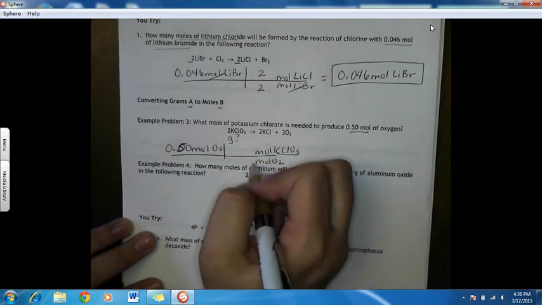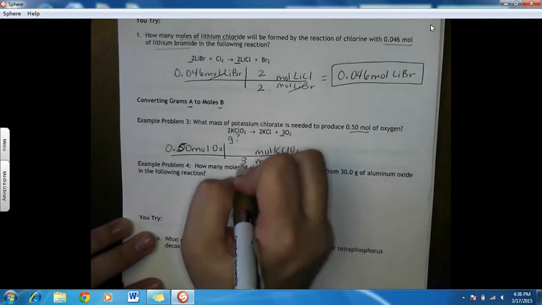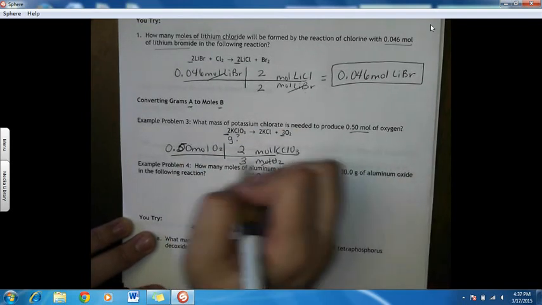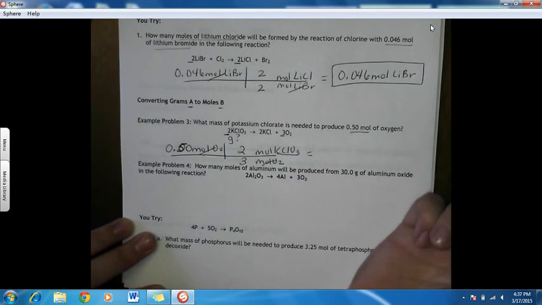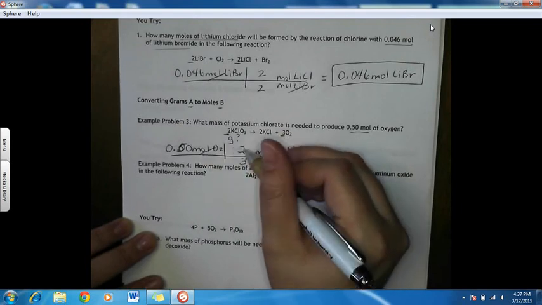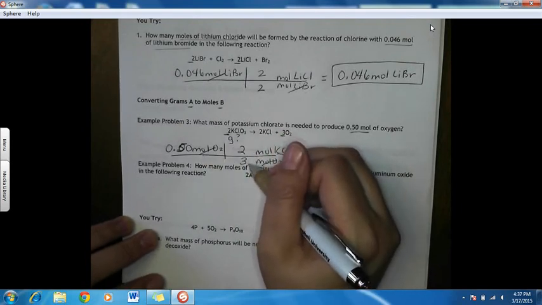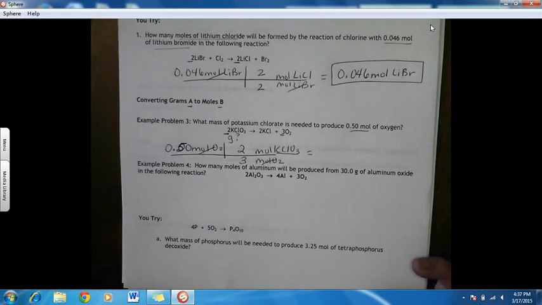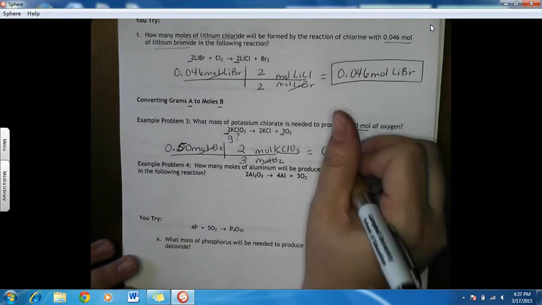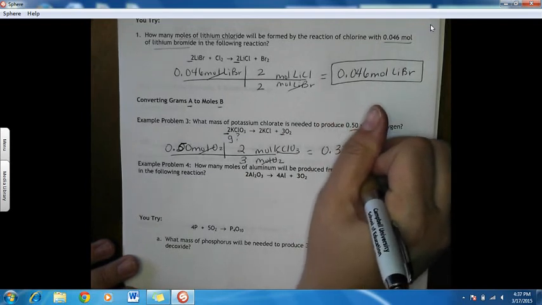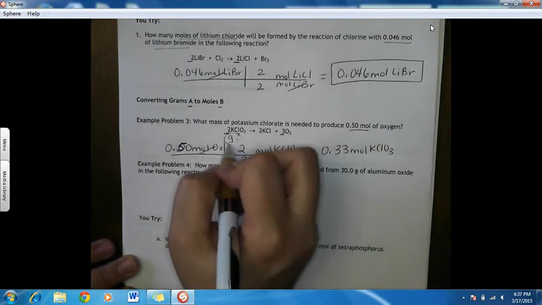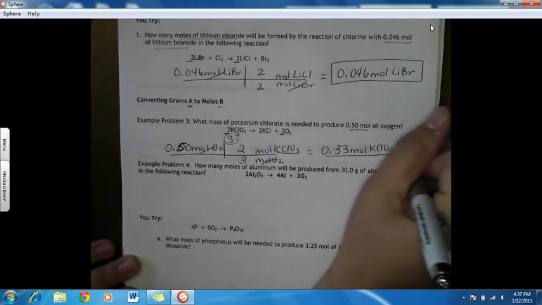Now what is the mole ratio? We have 3 moles of oxygen for every 2 moles of potassium chlorate. So our moles of oxygen on the top and the bottom, that unit cancels. We multiply across the top and divide by the bottom. So 0.5 times 2 divided by 3. And we get 0.33. And we started with 2 significant figures, so we'll end with 2. And that's moles of potassium chlorate. But we wanted to know how many grams. So now we need to convert that into grams.